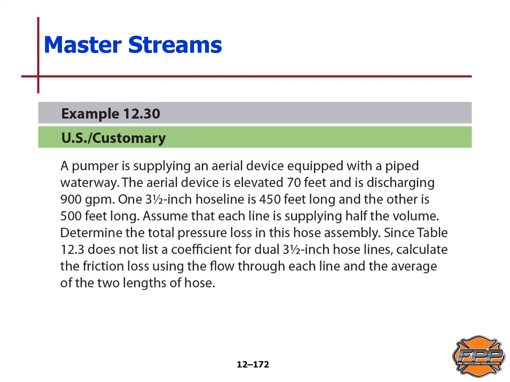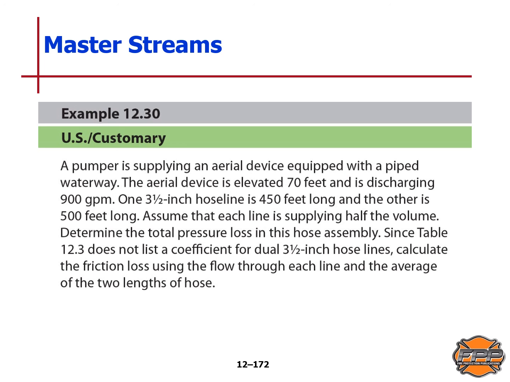Now let's look at another example. This is 12.30. A pumper is supplying an aerial device equipped with a piped waterway. The aerial device is elevated 70 feet and is discharging 900 gallons per minute. One 3.5-inch hose line is 450 feet long and the other is 500 feet long. Assume that each line is supplying half the volume. Determine the total pressure loss in this hose assembly.